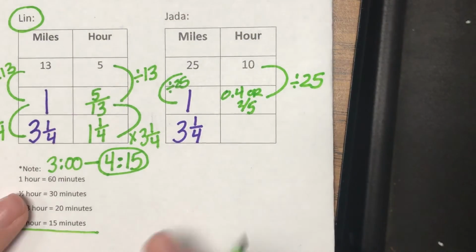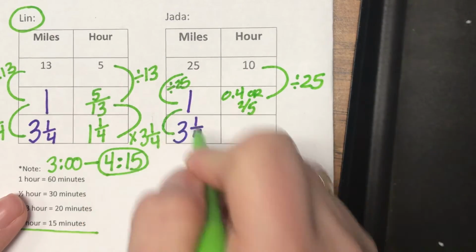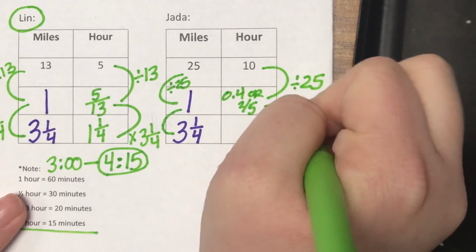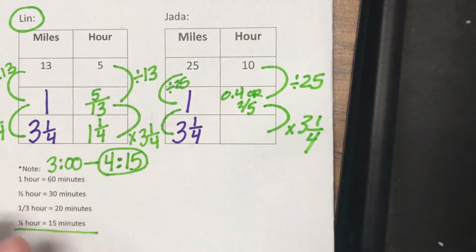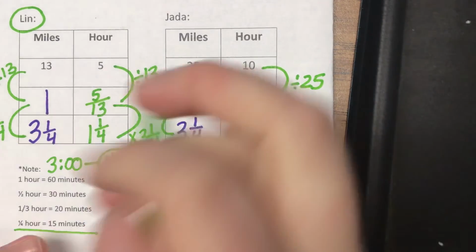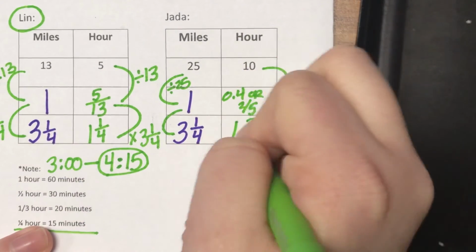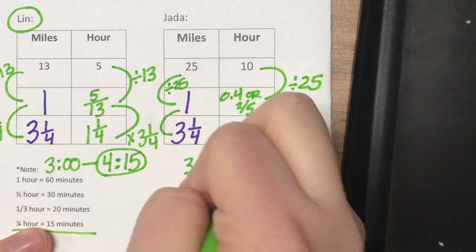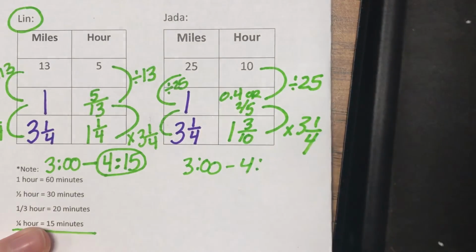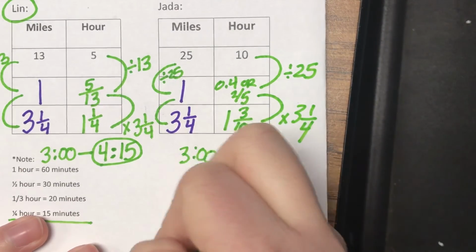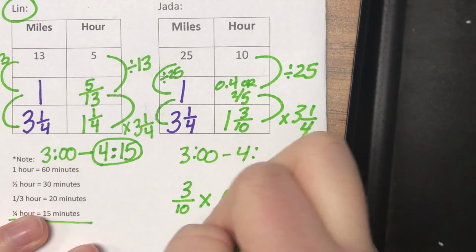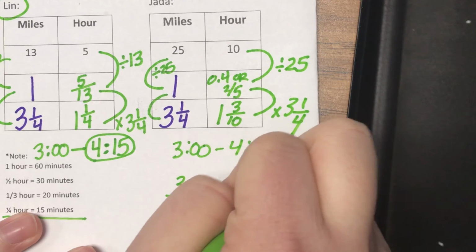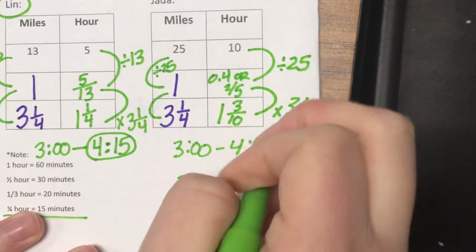And then for the last part, well, again, we know that 1 times 3 1/4 is 3 1/4. So we're going to take this new number and multiply it by 3 1/4. And if you do that, you end up getting 1 3/10. Okay? Well, I know that 1 hour after 3 o'clock would be 4 o'clock again. But I don't know what 3/10 of an hour is. So I say 3/10 times 60. And I find out that 3/10 times 60 is 18. So she's going to get there at 4:18.